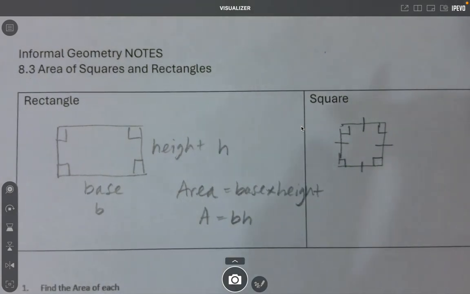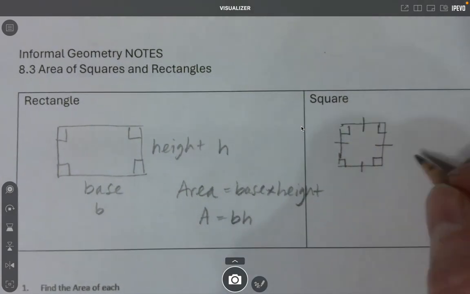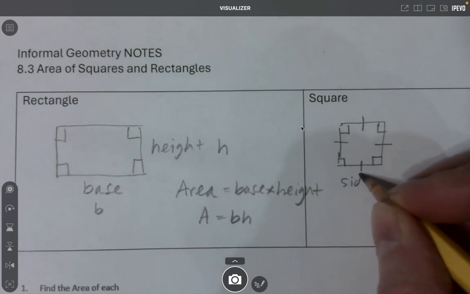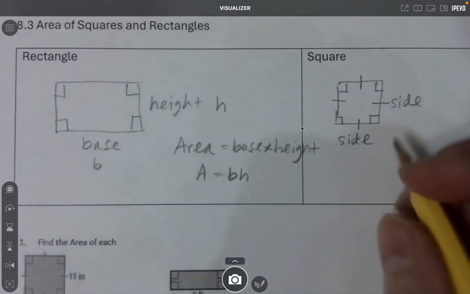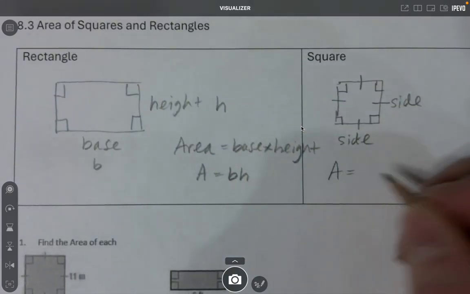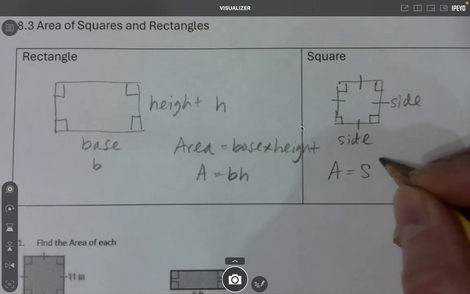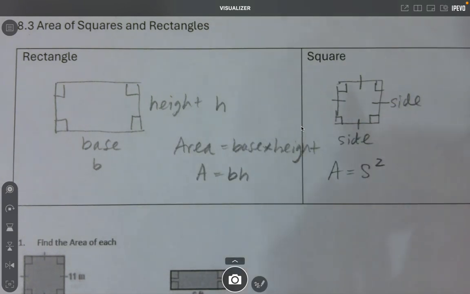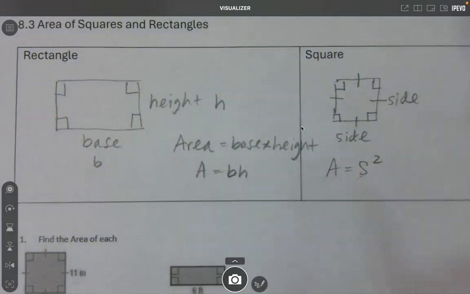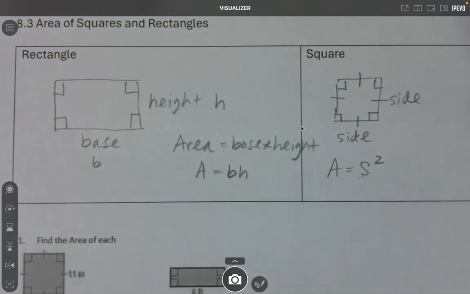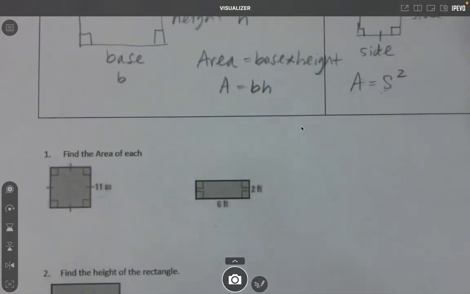So because a square has all 4 sides equal, when I multiply my base times my height, they're both the same. So we're really doing a side times a side, which is going to be a side squared. So we normally write it as s squared, where s is a side. So we could do base times height, but it's probably faster to take that number and square it instead. So we're going to look at a couple examples for finding the area of each of these.